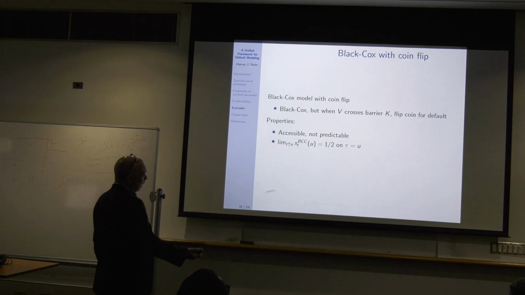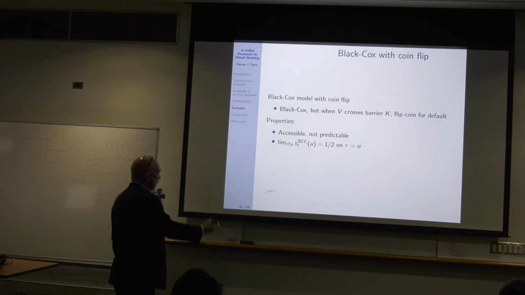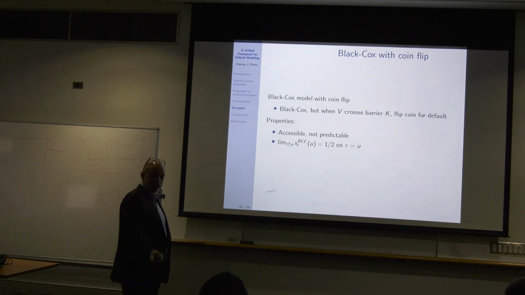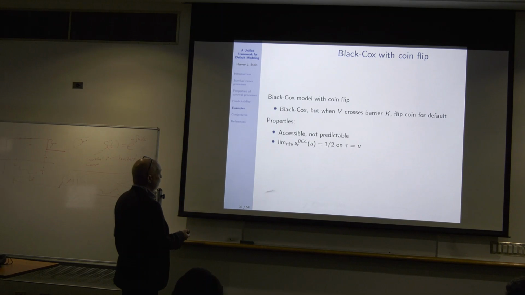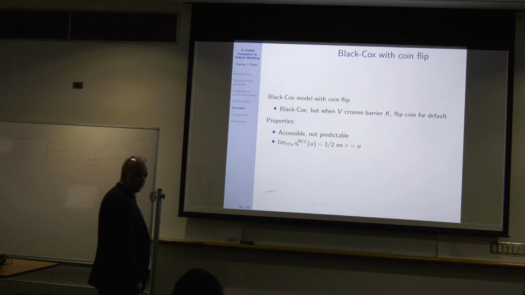Okay, and then similarly, you can add a coin flip to the Black-Cox. Let's say it's Black-Cox, but when you hit the barrier, there's a chance of defaulting, a chance of not defaulting. You don't know what it is. Now the model becomes accessible but not predictable. Let's say it's a 50-50 coin. So now the limit becomes a half instead of 0 or 1 as you approach the barrier.